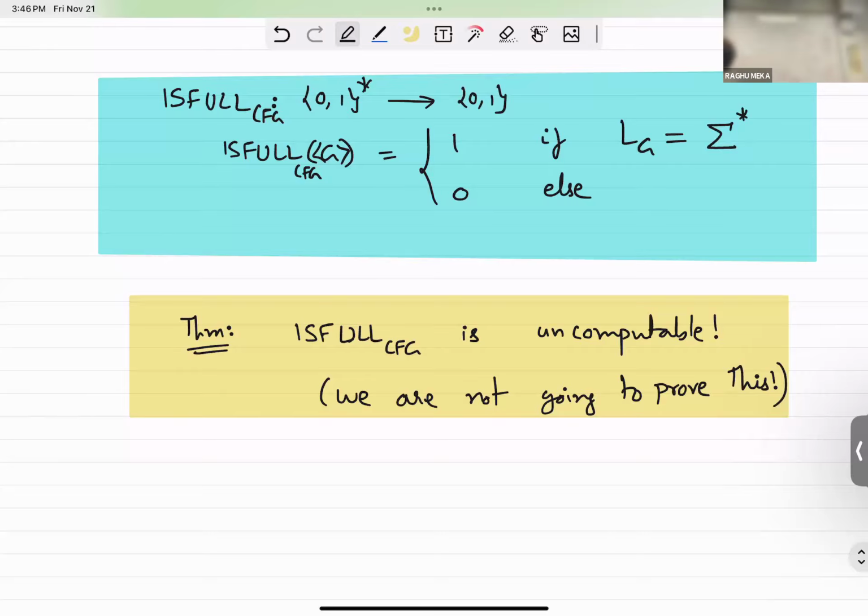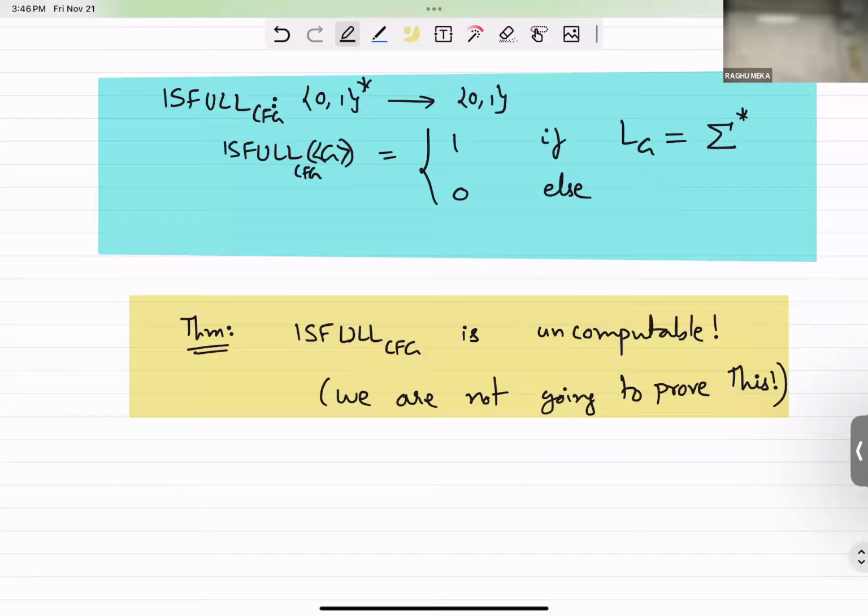Okay. This is also a semantic property. It only depends on what the language is. It doesn't depend on what the rules are, what variable names you use, etc. But nevertheless, this bizarrely turns out to be uncomputable. It's quite a complicated reduction. You have to somehow embed the halting problem in here, and it's kind of crazy.